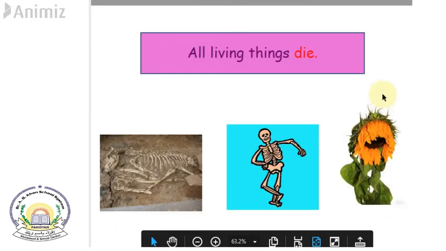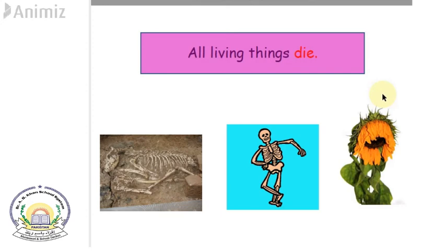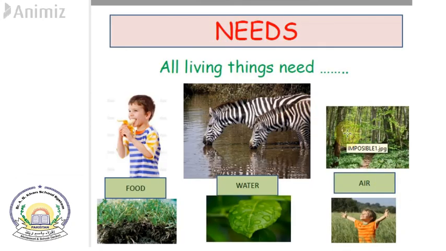And also all living things die. As you know, human beings die, and plants also die. If plants do not get food, sunlight and water, then they also die. And if human beings don't get water and they get sick, they also die. So all living things need food, water and air.